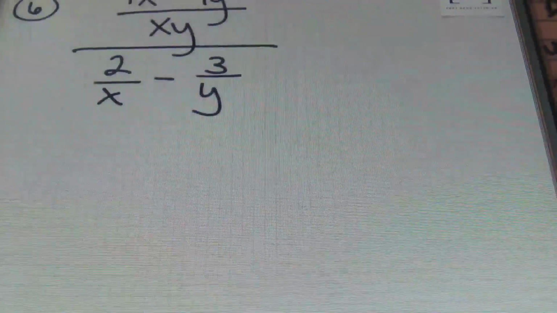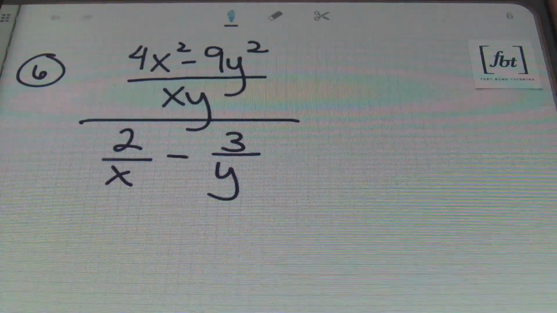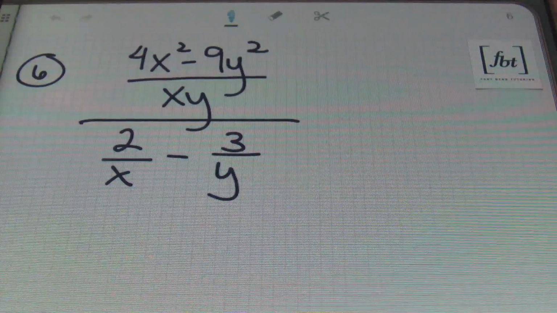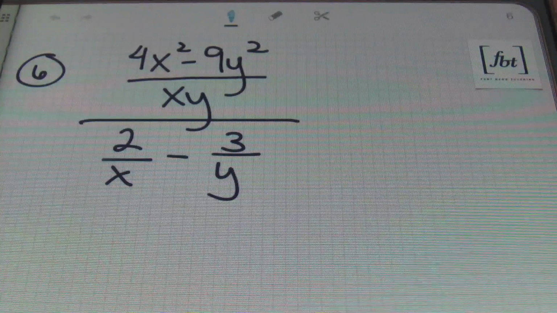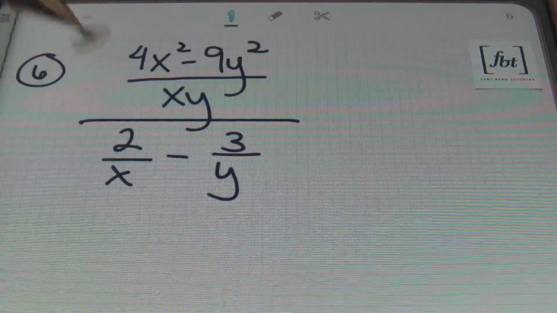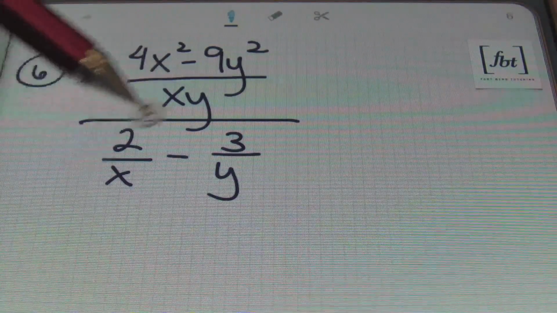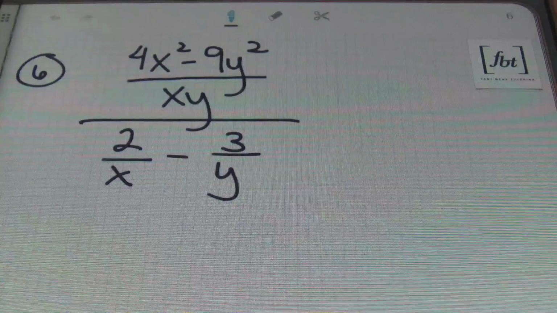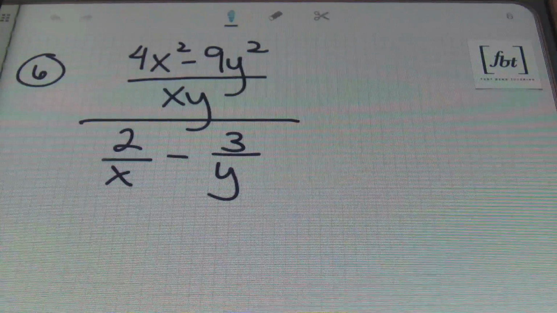All right, next problem. Here in problem number 6, I have 4x squared minus 9y squared over xy divided by 2 over x minus 3 over y. So notice I have more than just a fraction divided by a fraction here. So this is when I'll use the technique of multiplying by the common denominator of all 3 denominators in this problem. So the common denominator of all 3 elements is going to be xy.